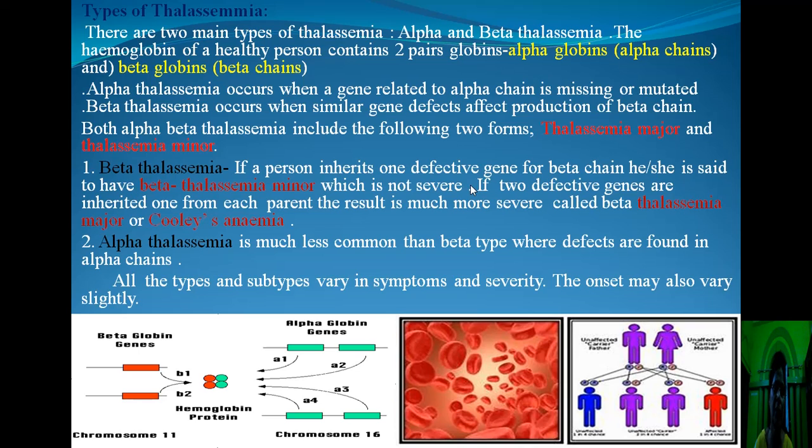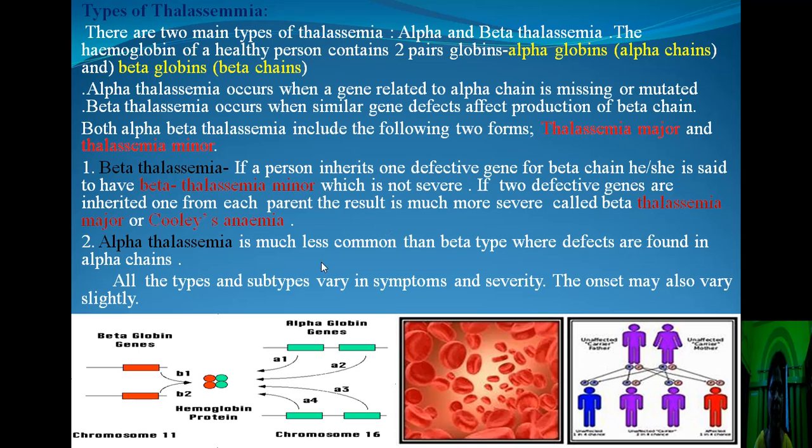Both alpha and beta thalassemia include the following two forms. They have thalassemia major and thalassemia minor. If two defective genes are present, then that is known as thalassemia major. If one defective gene is present and the other gene is normal, that is called thalassemia minor.